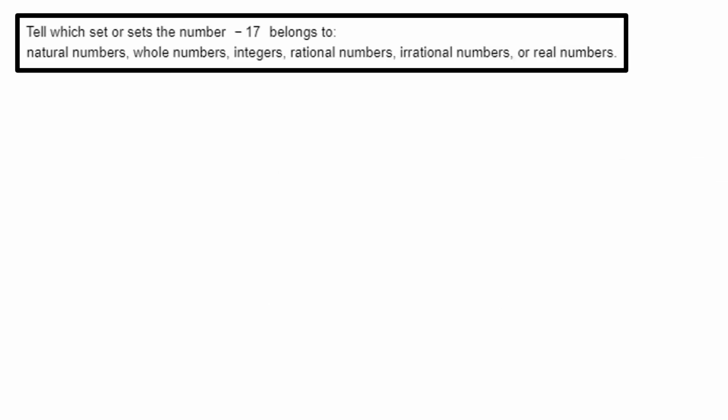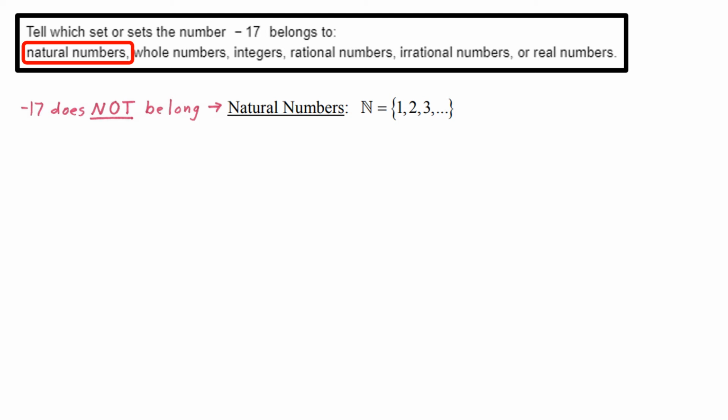Tell which set or sets the number -17 belongs to: natural numbers, whole numbers, integers, rational numbers, irrational numbers, or real numbers. Beginning with the natural numbers, notice that they start at 1 and go up without any fractions or decimals. Since -17 is negative and the natural numbers do not contain any negatives, -17 does not belong to the natural numbers.